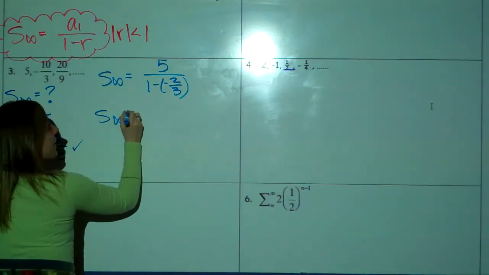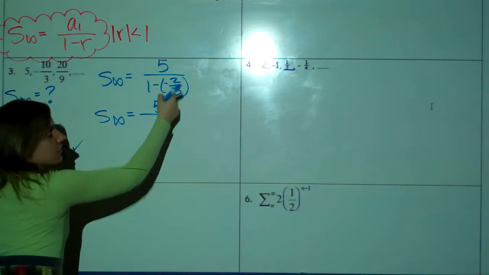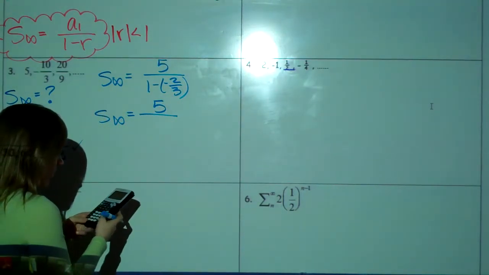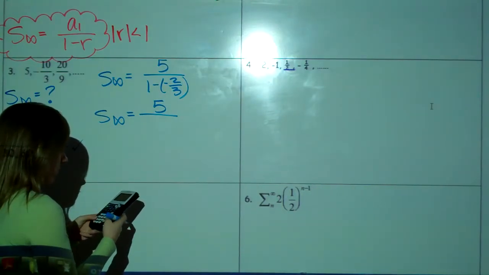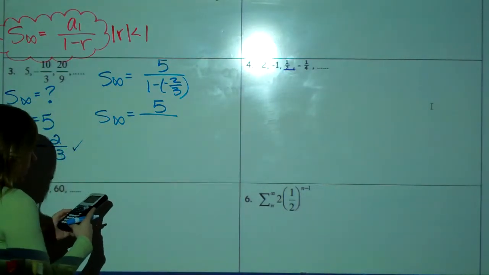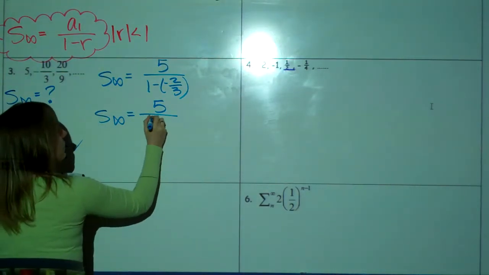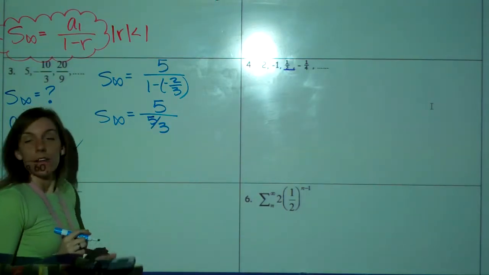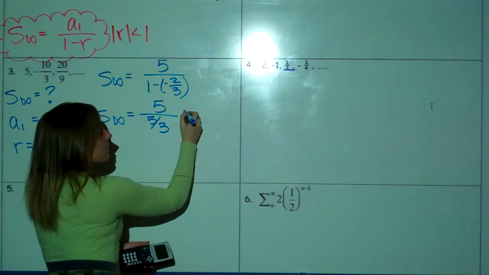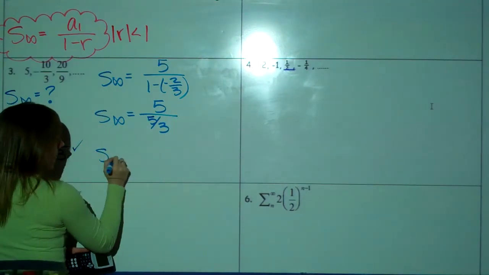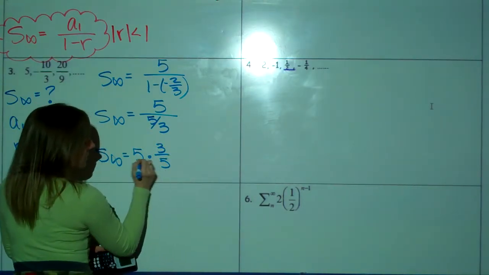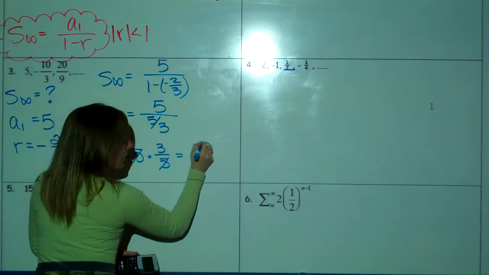I'm not going to change that to a decimal because it would not be a good decimal. 1 minus negative 2/3 is a fraction still, 5/3. And remember, when you divide by a fraction, you could say keep, change, flip. So you could say 5 times, and flip that, 3/5. The 5's cancel, and you get the number 3.